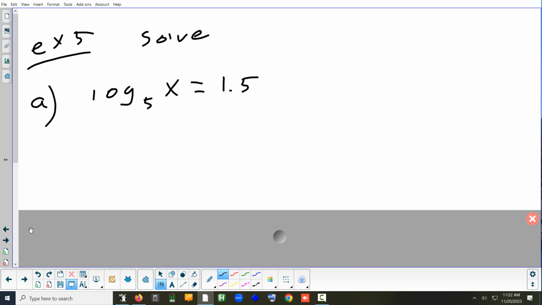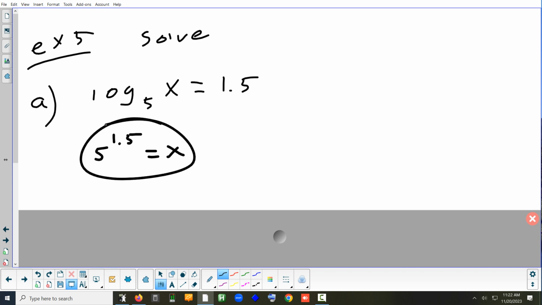Jacob, what could I do with this one? We can turn it into an exponential. Yeah, and what would it be if you rewrite it as an exponential? 5 to the 1.5. Exactly. And you're done. You could do 5 to the 1.5 power. If the power starts to get too big, we wouldn't do it out. If it was 5 to the 30th power, we just leave it. But that's small enough, you could do it out. Any question on that?